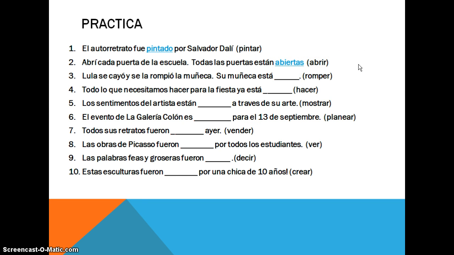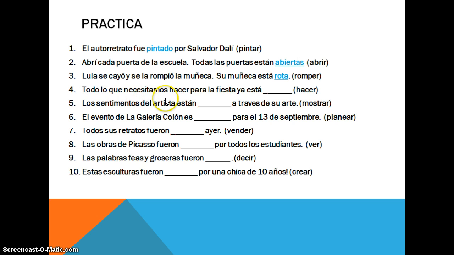Lula se cayó y se la rompió la muñeca. Su muñeca está. So I'm saying Lula fell and she broke her wrist. Her wrist is broken. So I'm going to take romper, which is irregular, it would be roto, but I'm referring to her wrist, which is feminine and singular, so it would be rota.